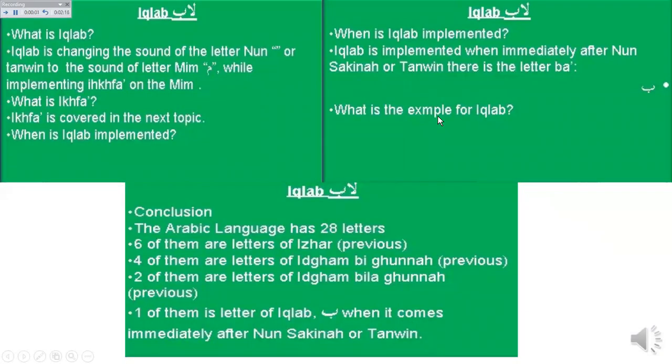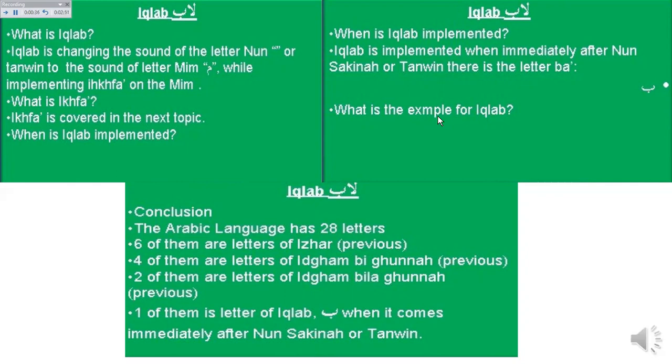What is Iqlab? Iqlab is changing the sound of the letter Noon or Tanween to the sound of letter Meen, while implementing Ikhfa on the Meen. This means that we do Iqlab by changing the sound of the letter Noon or Tanween to the sound of Meen. We do not pronounce the letter Noon, but we take the sound of the letter Meen.